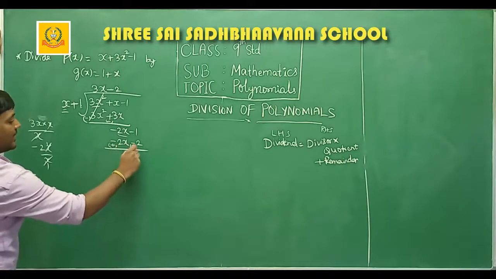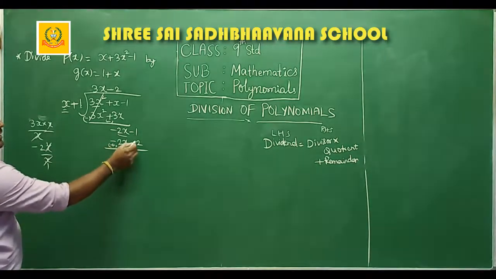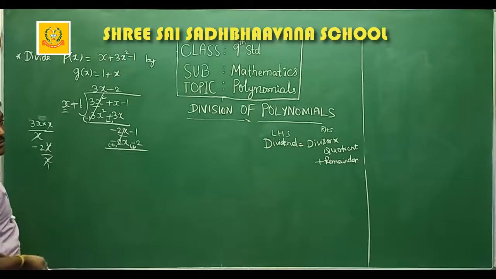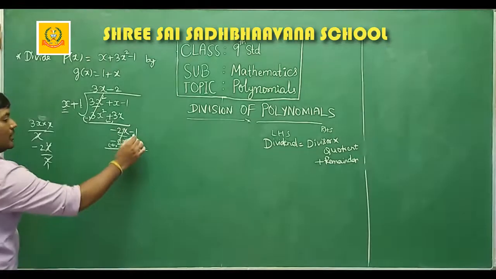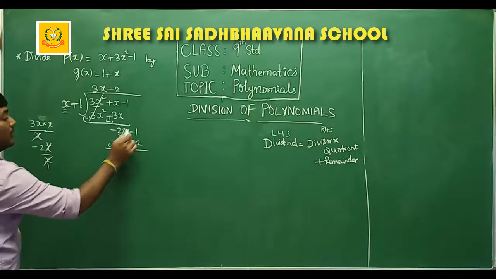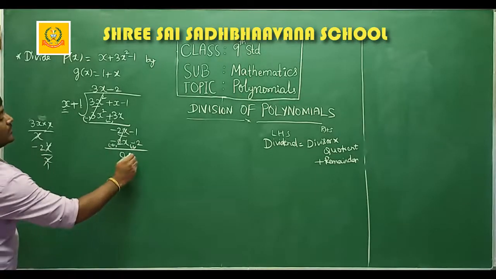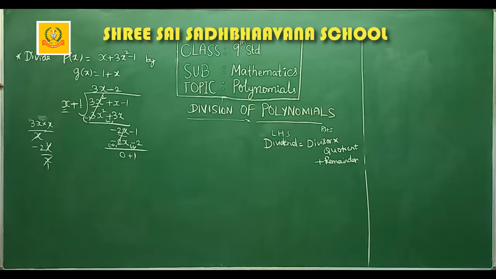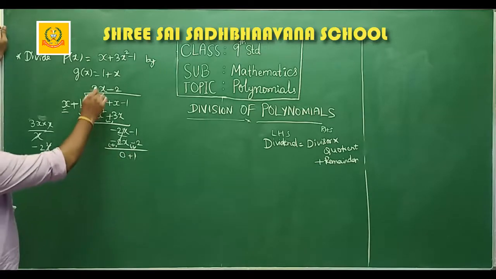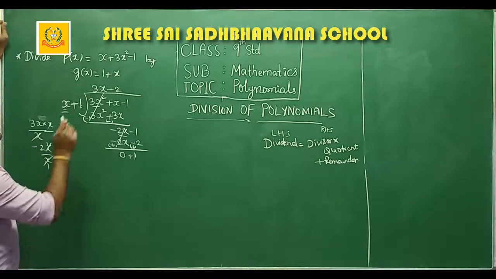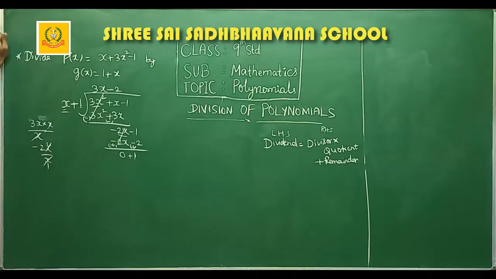Again the same, we have to subtract. So minus will become plus, again minus will become plus. Minus 2x plus 2x, you will get 0, and minus 1 plus 2. Remember, minus 1 plus 2, it is not 1 minus 2. You will get plus 1. So here we got quotient as 3x minus 2, remainder as 1.